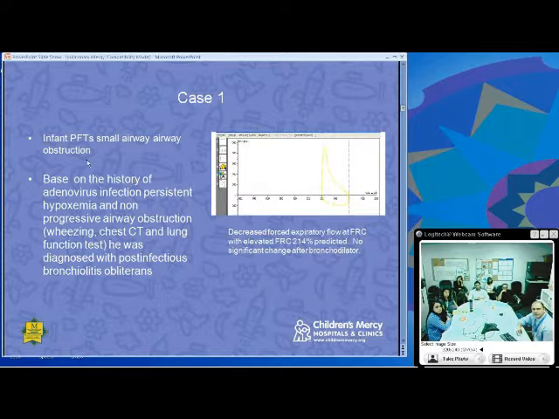So this, you can barely see it. This baby did an infant lung function test, and as you can see, the expiratory forced flow is very scooped here, showing airway obstruction, and his functional residual capacity was 214% of predicted. So it means that there is a significant residual volume increase with significant air trapping. Based on his pulmonary function test, CT changes, wheezing, an oxygen requirement of more than 2 months, and the history of adenovirus infection, he was diagnosed with post-infectious bronchiolitis obliterans.